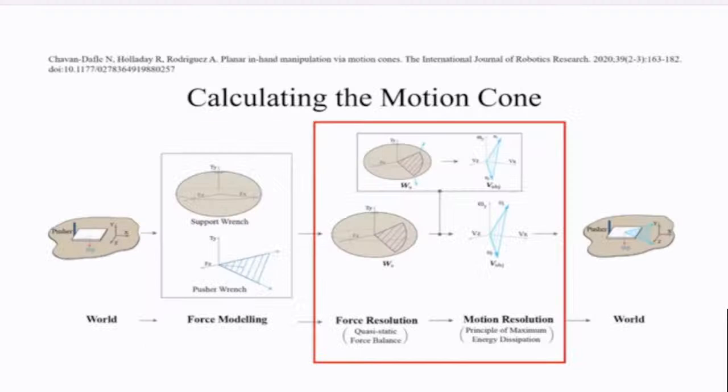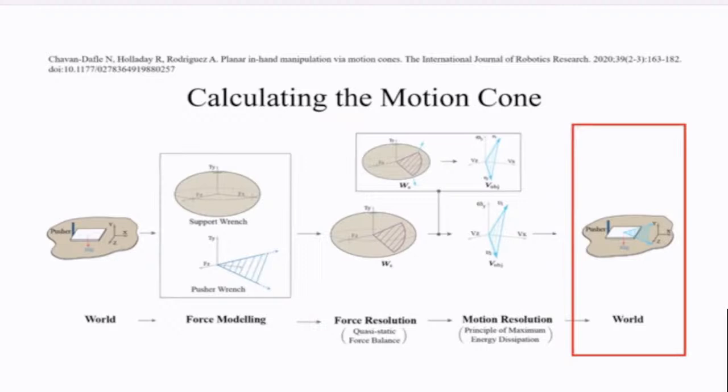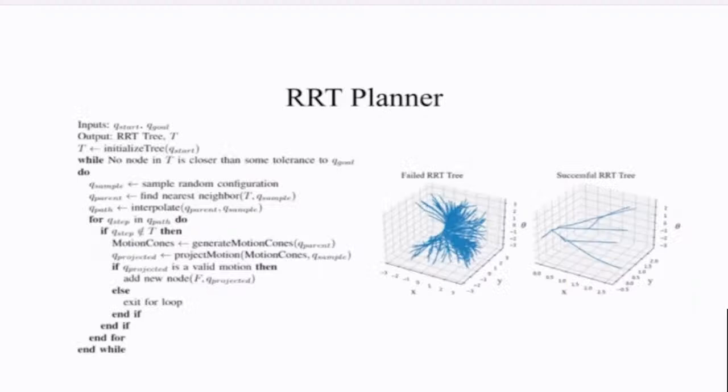Once we have a set of possible pusher and support wrenches, we can combine them to find the direction of possible motions. In order for our block to move, we must apply a pusher wrench that respects the friction constraints, and this pusher wrench must be sufficient to overcome the corresponding support wrench. We can find the motions that result from this process through the vectors perpendicular to the limit surface at the locations where the pusher wrench intersects. The set of all of these possible vectors forms a motion cone, which we can finally represent in the world frame. Using motion cones to validate potential pushes, I successfully implemented a simple RRT planner.